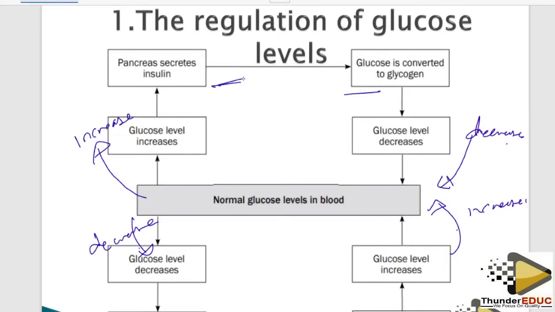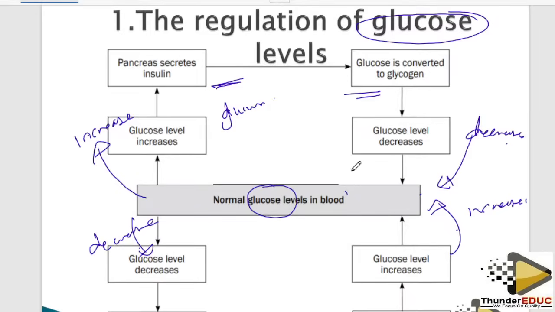So how do I know these 2 points? You need to know what they are talking about. This is also being spoken about here: the normal level of glucose in the blood. So if glucose level increases, the last statement must be glucose levels will decrease. If the glucose level decreases here, the last statement here must be the glucose levels increase. I think I'm clear there. Now, when it comes to glucose, you have to ask yourself, which gland is responsible for glucose?